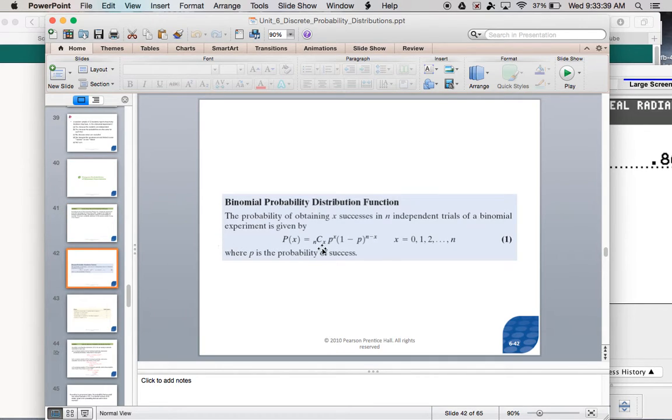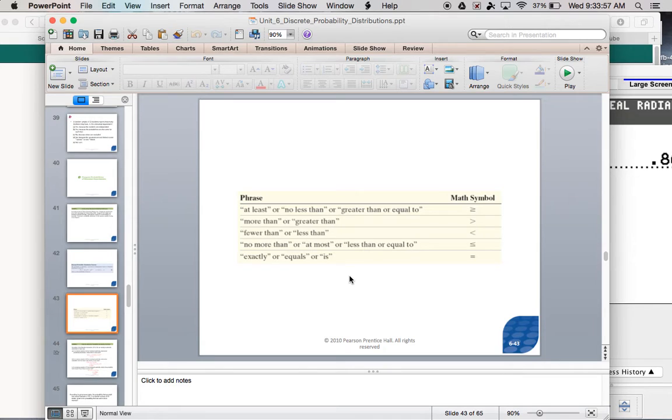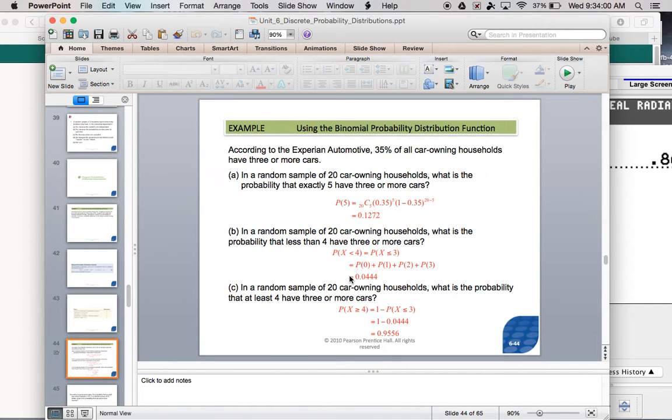Now, here's the definition. You have a combination, then you have times the probability to the power of the number of successes, and then times 1 minus the probability, the probability of failure, to the power of n minus x. However, here we would have 20C5, 0.35 to the 5th, 0.65 to the 15th.